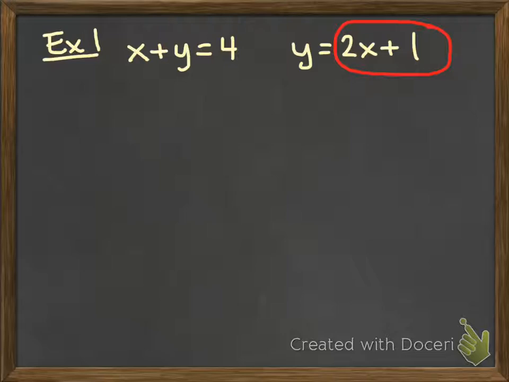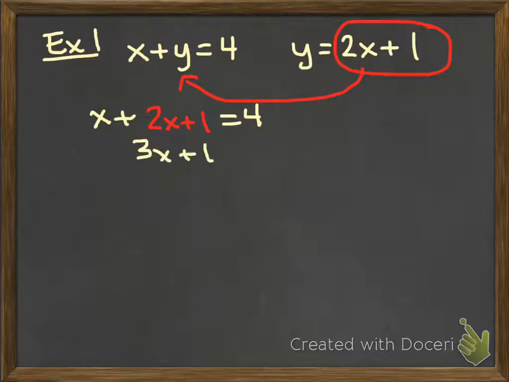We're going to substitute that into the y of the first equation. So now instead of y, we can put 2x plus 1. So x plus, instead of the letter y, we're going to put what y equals, which is 2x plus 1, equals 4. And now we can solve for x because we only have one variable. So we're going to combine like terms. x plus 2x is 3x plus 1 equals 4.